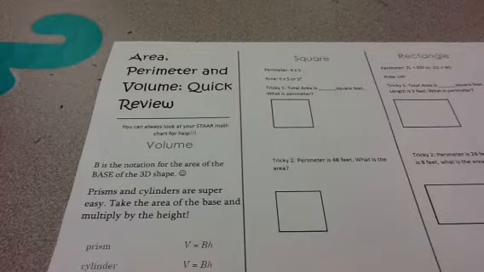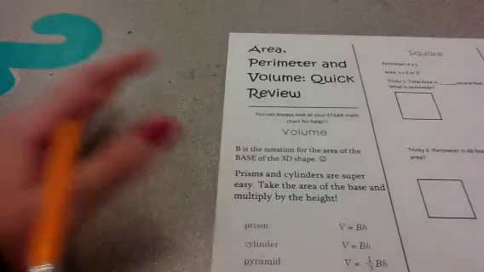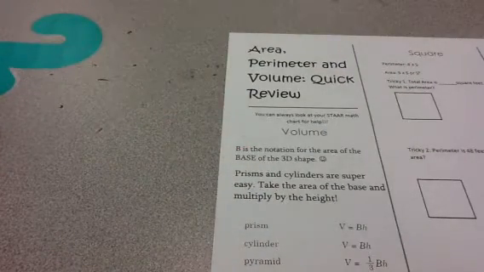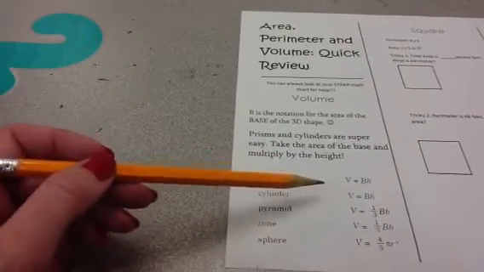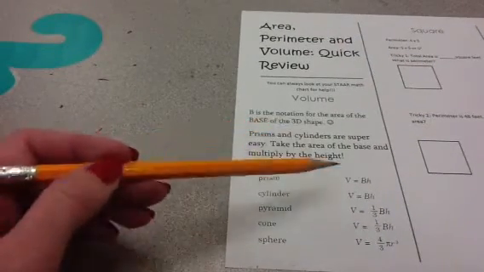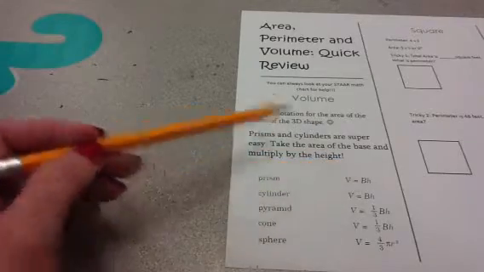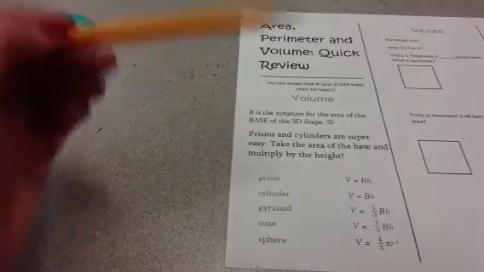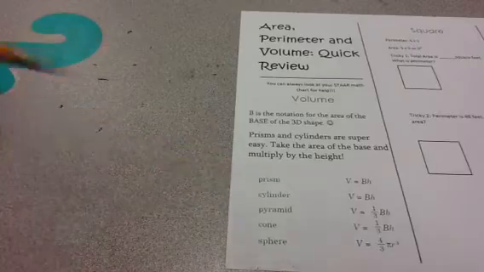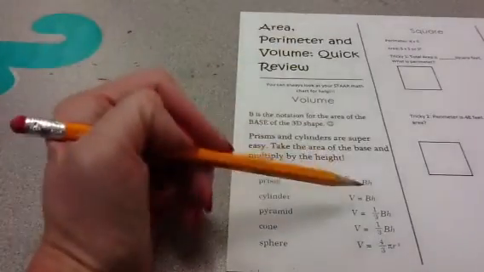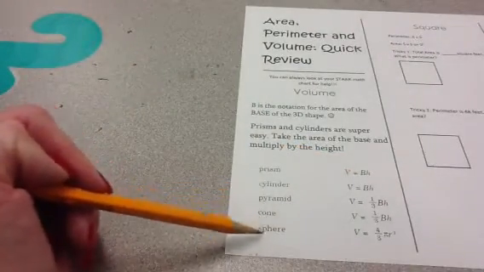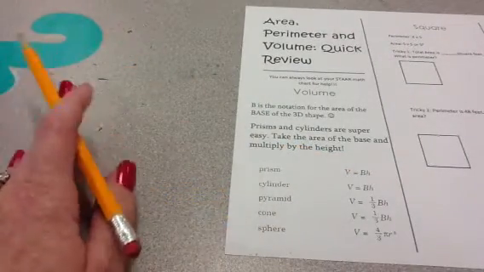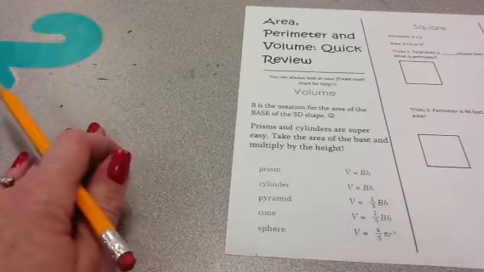Tonight we're going to be reviewing area, perimeter, and volume. Just a very quick review. I've made a foldable here for you that has information about volume. The volume of prisms and cylinders is very easy because you're going to take the area of the base, that shape that's on the bottom. For a cylinder it would be a circle, for a prism it depends on what kind of prism it is. And you're going to multiply that times the height. For a pyramid, cone, and sphere, it's a little different. Luckily, all this information is on your STAAR math chart.